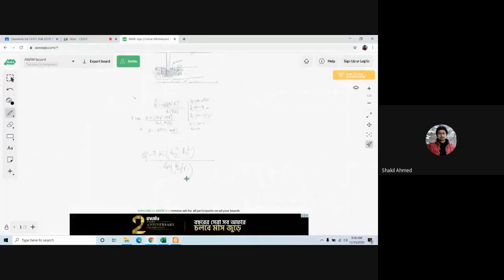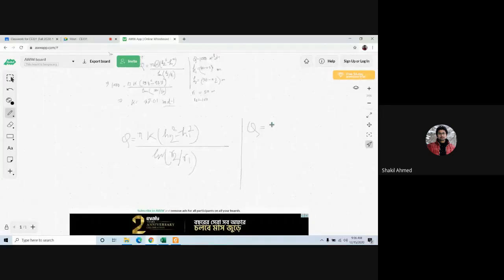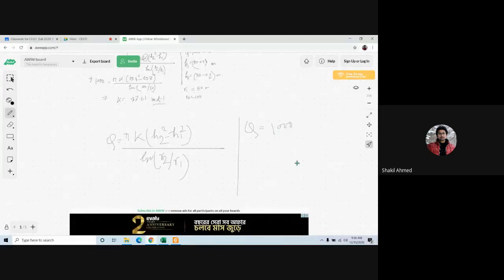Q, you already know what Q is. Q is 1000 meter cube per day. Then what is K? K we have already determined, 37.01 meter per day. Then what else, guys? H1. You have to determine this H1. What is H2?